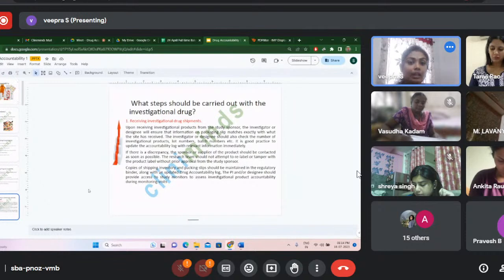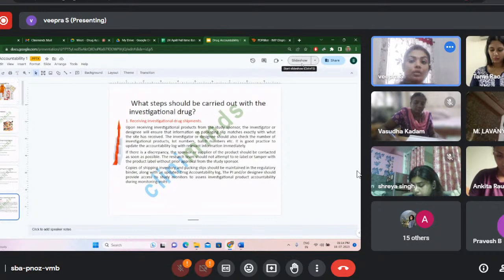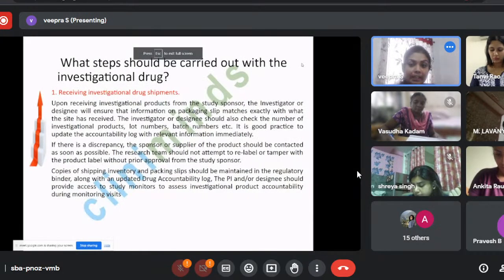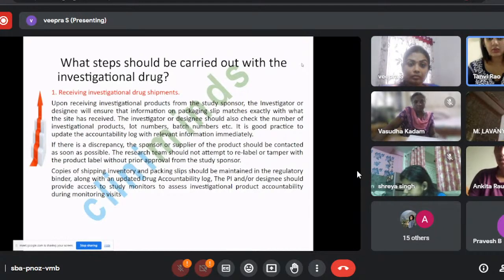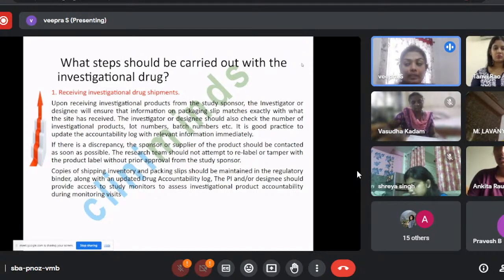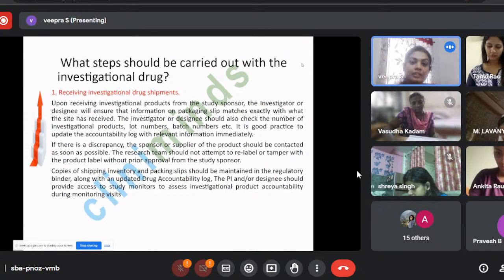Then the temperature recorded during the transportation time also needs to be kept. In which file are we keeping it at the site? Site master. Yes, in the site master file or in the investigator site file, we will keep these documents. Okay. Then after that, you have to do the storage of the investigational product.